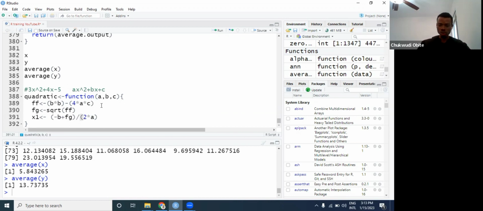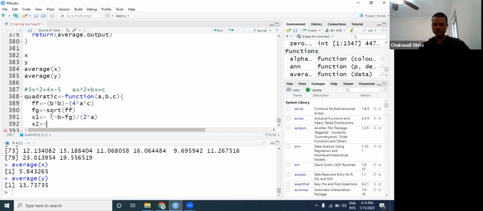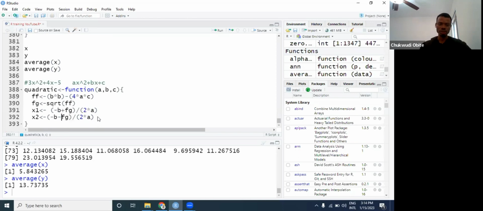And to get x2, the second root, we know in quadratic equation, this plus minus means you consider the plus, you repeat it the second time and consider the minus. So I can copy all this, paste, and change this plus now to minus. So that's what it is.